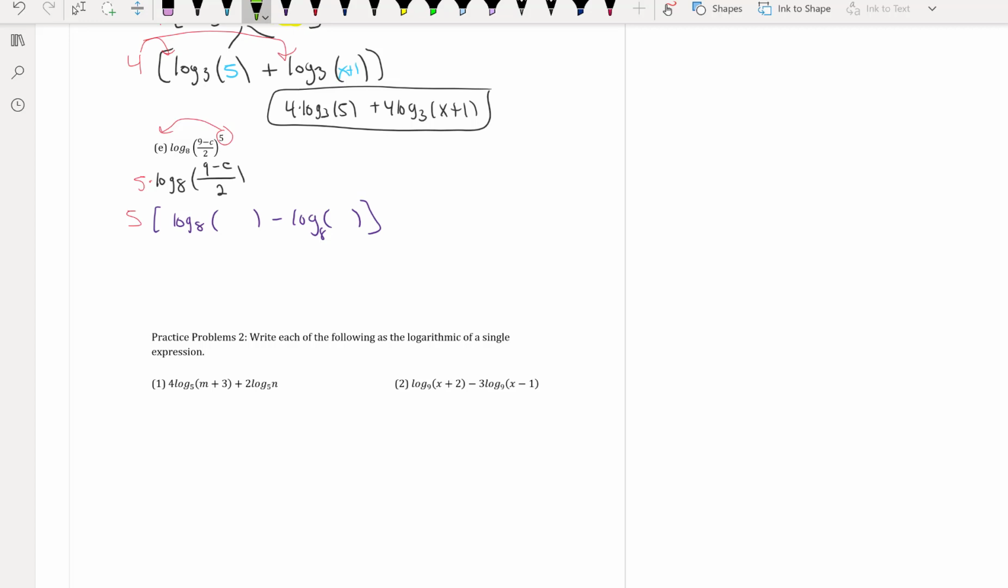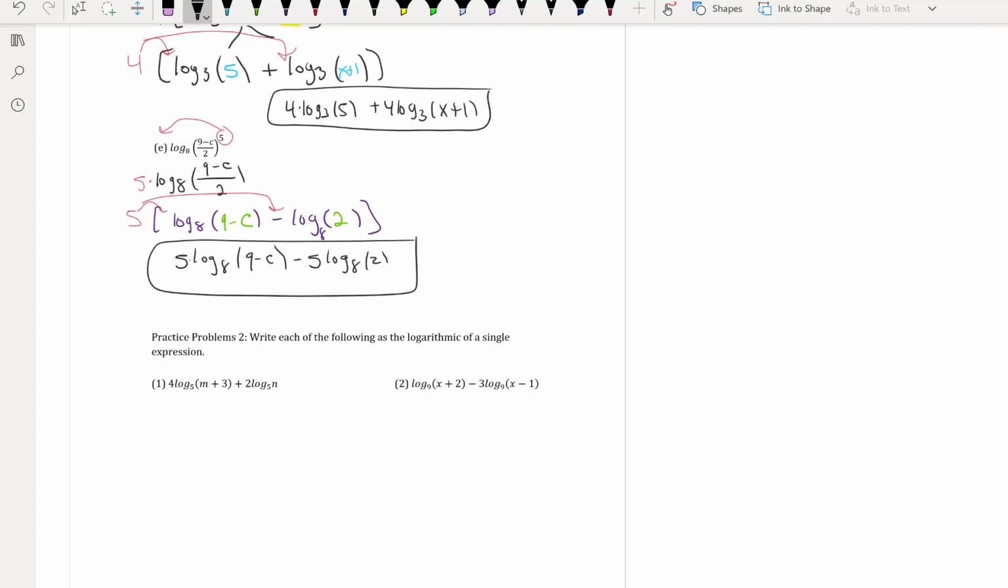In this case, the numerator is going to go first, so 9 minus c, and the denominator comes second. So this is really 5 times log base 8 of 9 minus c minus, oops, don't forget that 5 gets distributed to both of those. So don't forget it's minus 5 times log base 8 of 2. And so that will be your final answer.